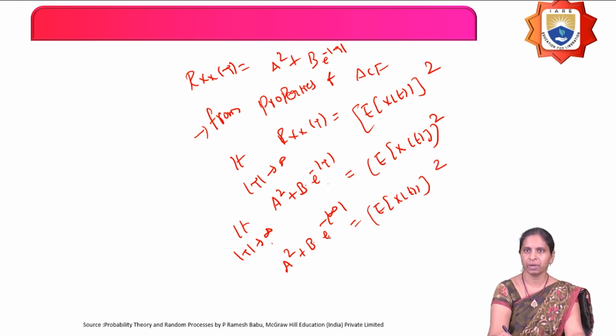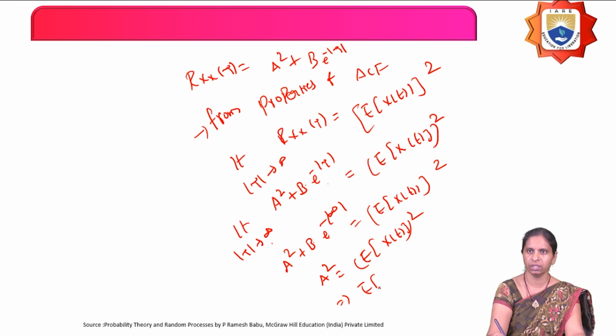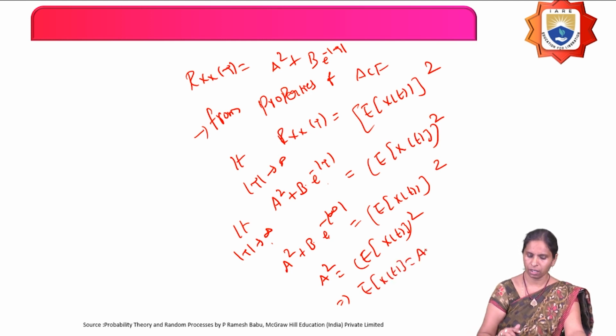What is the value of e power minus infinity? It is 0. Therefore, a square equals E of x of t whole square. From this, the mean of the input random process x of t equals a. Now we have got the mean of the input random process.